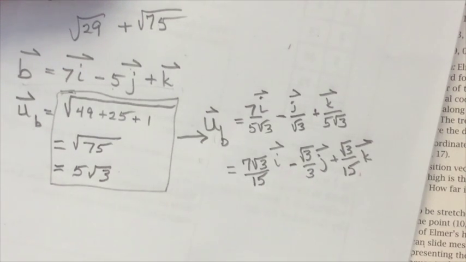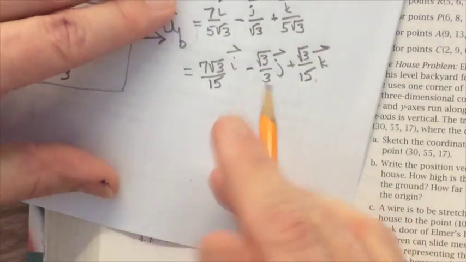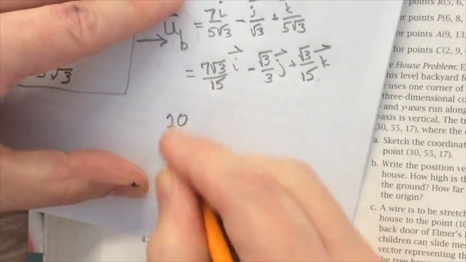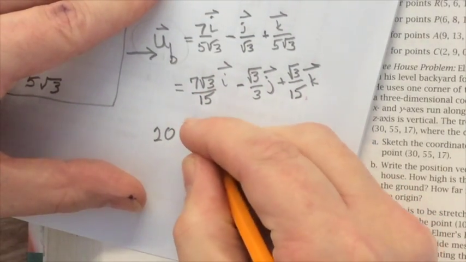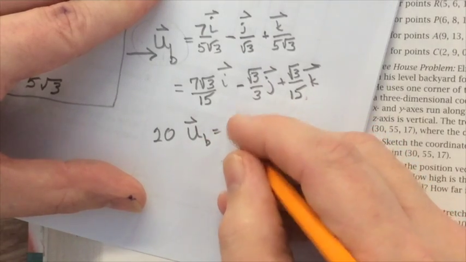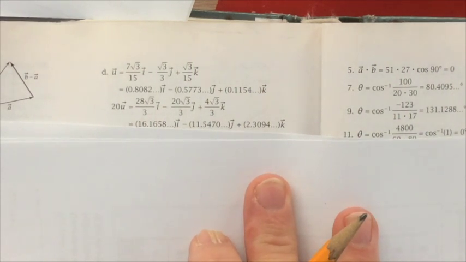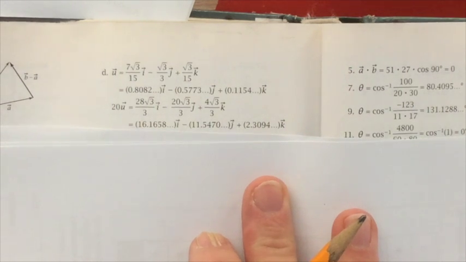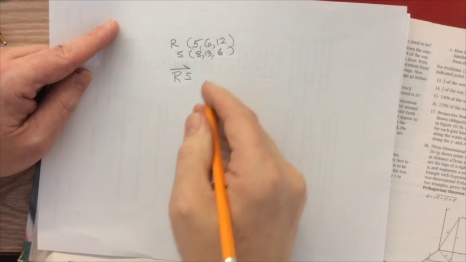And the next question says, can we find a vector that has a magnitude of 20 in the direction of B? And the way to do that is to multiply the unit vector by 20. And that gives you this answer. And you'll notice that the book not only goes through and does the arithmetic, but then uses a calculator to get the decimal equivalents or the decimal approximations of each of the components.